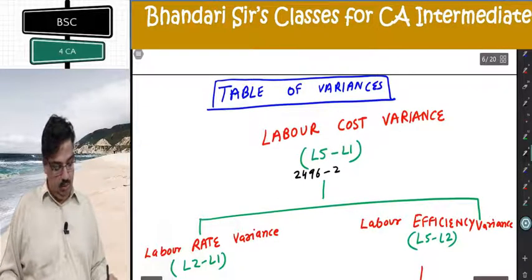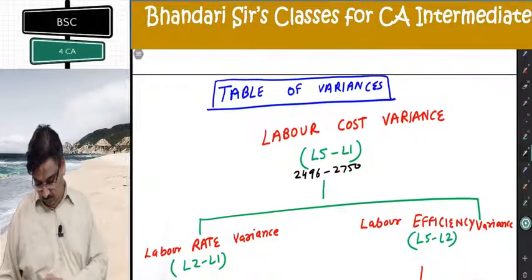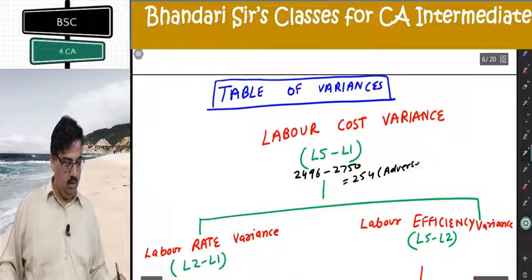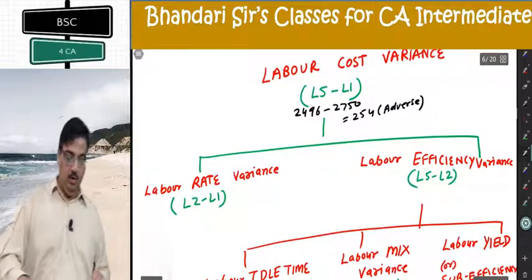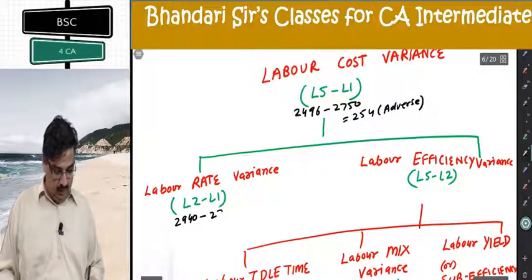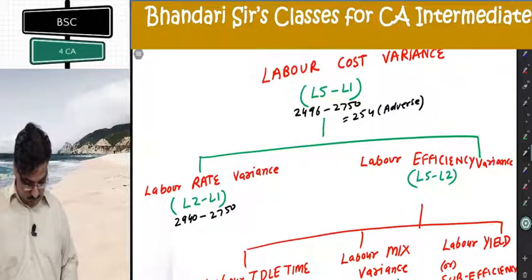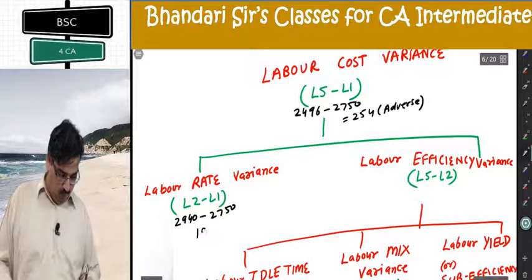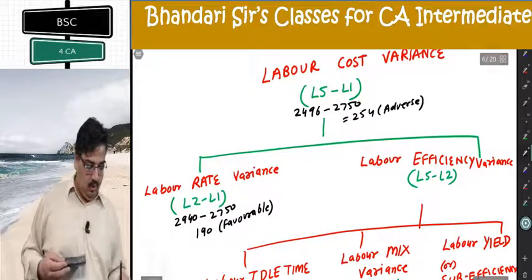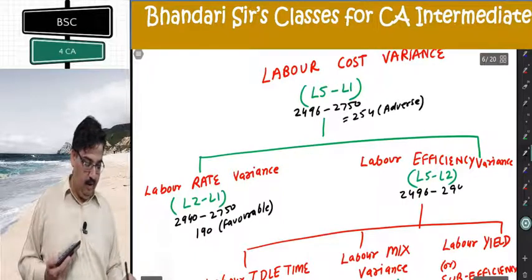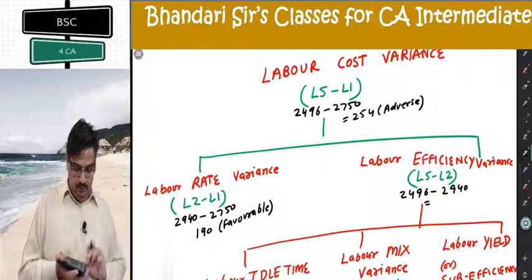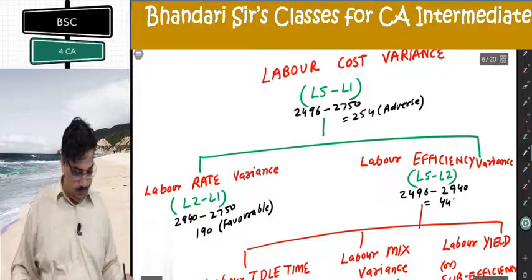Last thing in this: 2496 minus 2750. 254 adverse. L2 minus L1. L2 we had 2940 minus 2750. 190 favorable. 2496 minus 2940. 2496 minus 2940. 444 adverse.